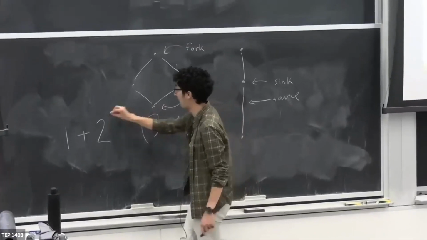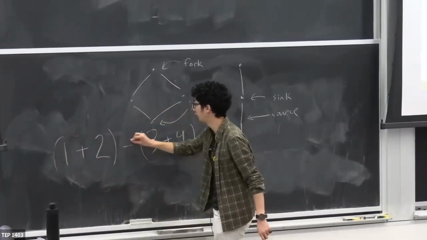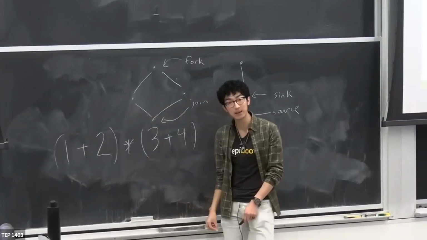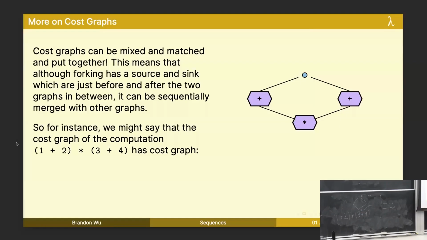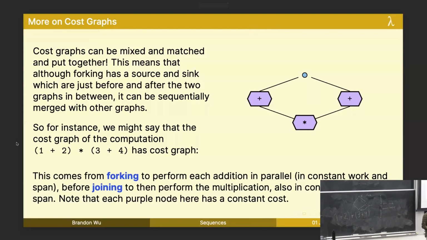But then once I'm done with that, I have to collect these results. I can't do this asterisk, this times, until I'm done with both of these. So I lead in with an edge to my asterisk node where I perform the multiplication. And that's where I join, right? I fork to go and look at each of the left-hand side and right-hand side, and then I join when I get the results, okay? Fork-join parallelism, all right?